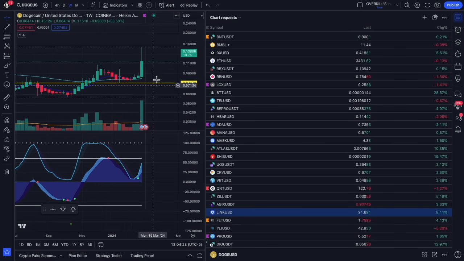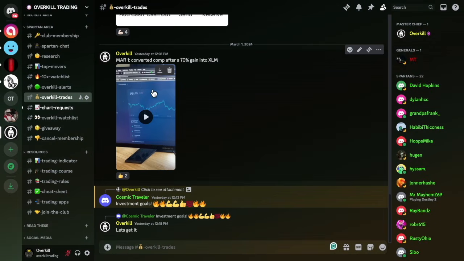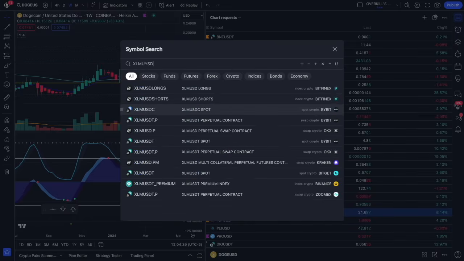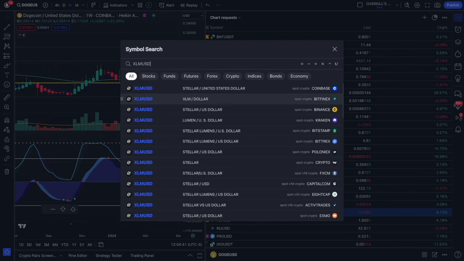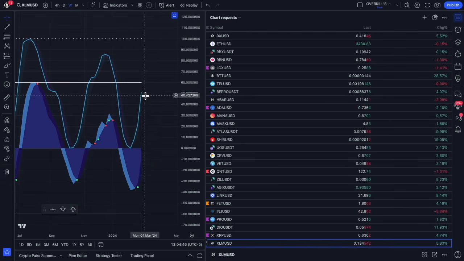But if you can have a consistent strategy where you're making 20, 30, 40, 50. I mean, we've cashed in. I just cashed in COMP the other day. I dropped it in the Discord. I put all my trades right over here. I converted all that COMP I made 70% into XLM. Why did I convert it into XLM? I'll show you. I wanted to sell COMP because COMP was already up here.